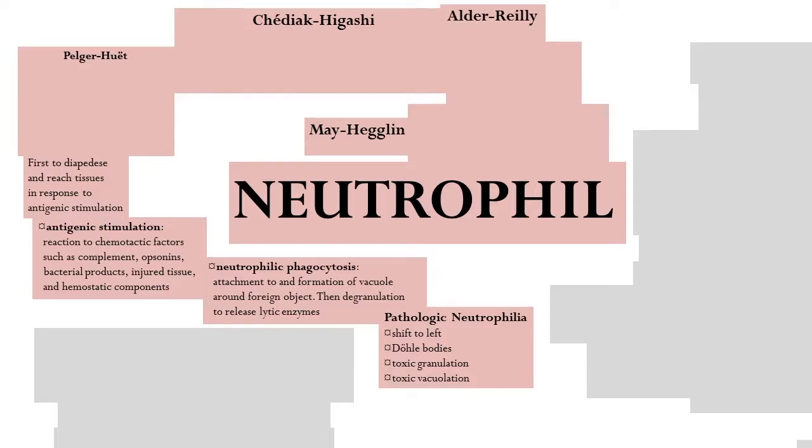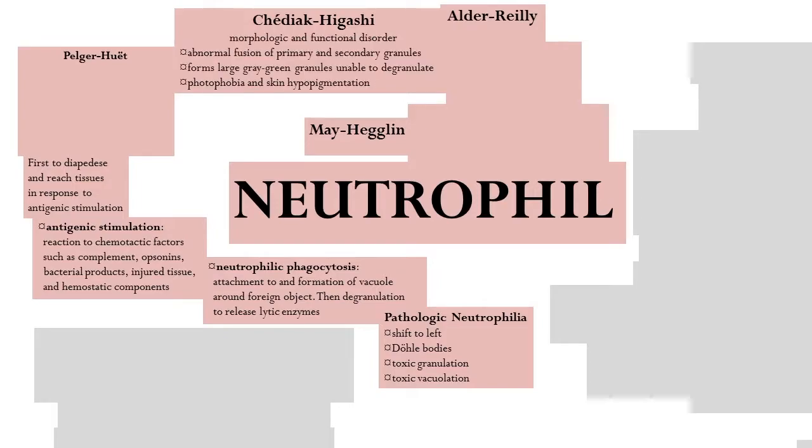Which disorder involves the abnormal fusion of the primary and secondary granules, forming large gray-green granules that are unable to degranulate? Chédiak-Higashi, also associated with photophobia and skin hypopigmentation. Which disorder involves hyposegmentation of the nucleus, forming a characteristic pince-nez shape?